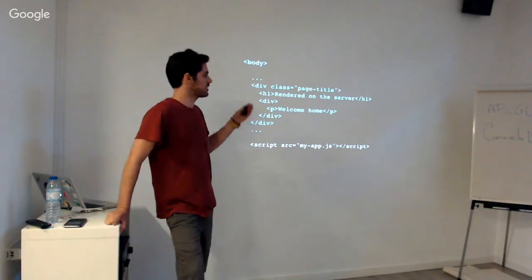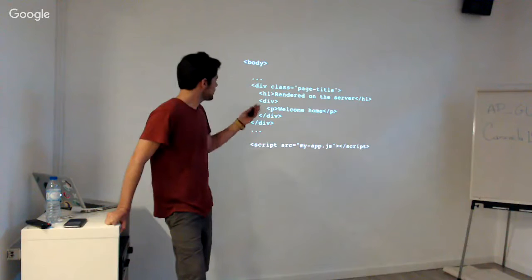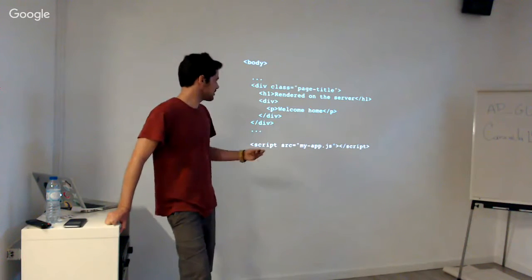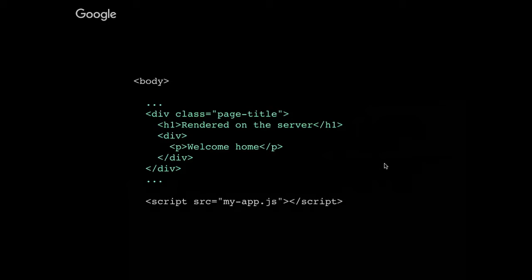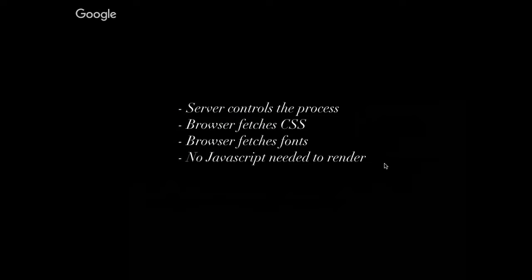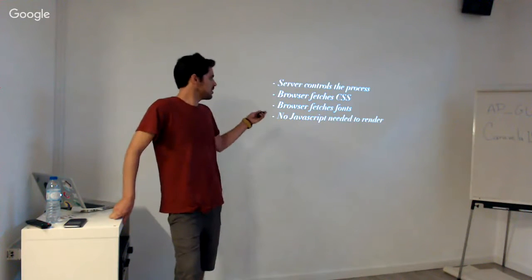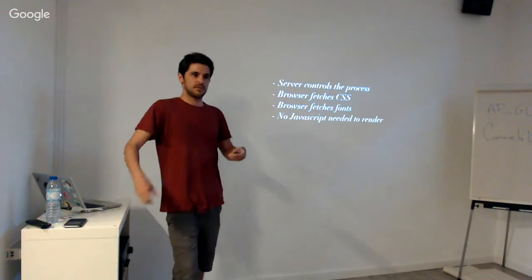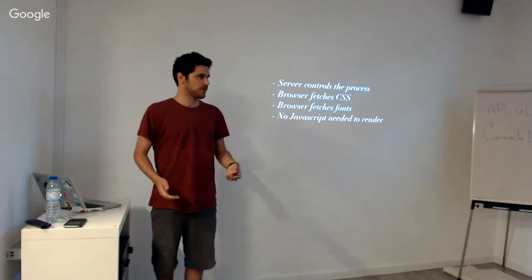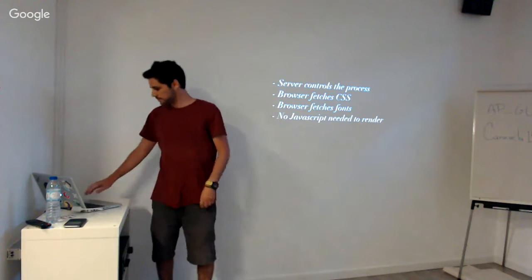It's all the HTML, it has the CSS. It then has some script in the end that just enhances the page a little bit, but doesn't really have a major role in the website. So the server really is the one controlling the whole process. It's the one that does the rendering. The browser has a passive role in all of this, and there's really no JavaScript that's needed to present the page and to have the page working. This was how it was.